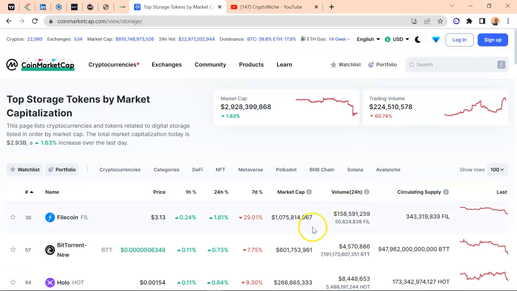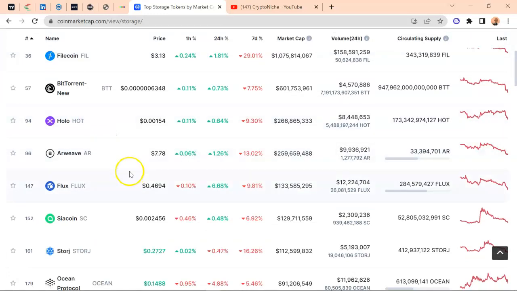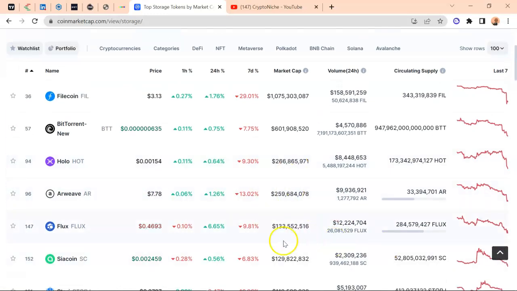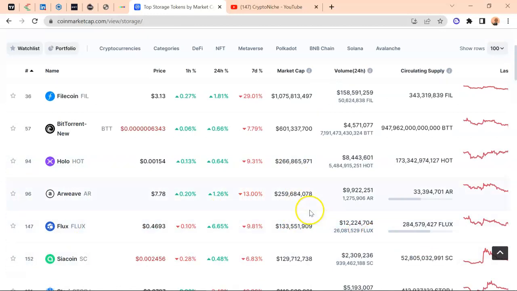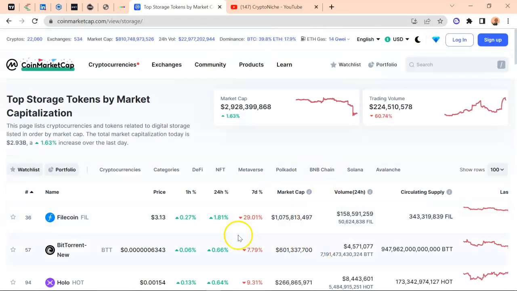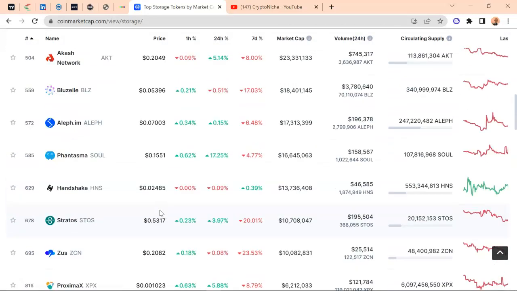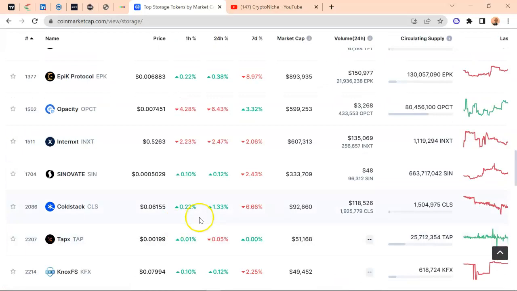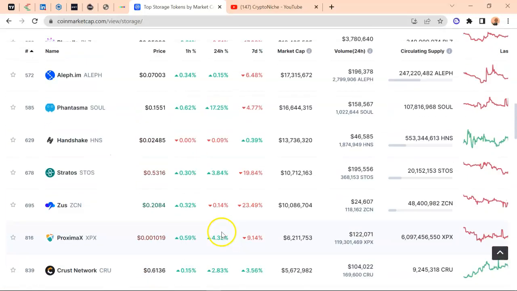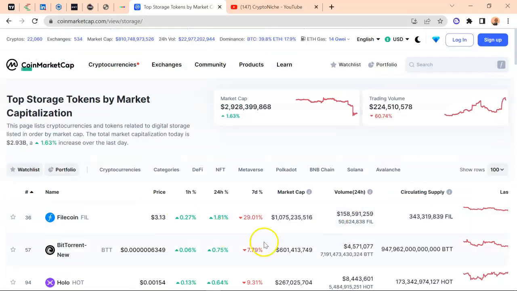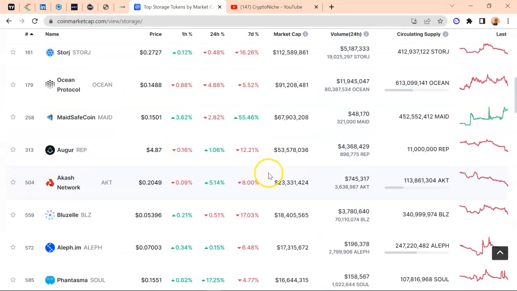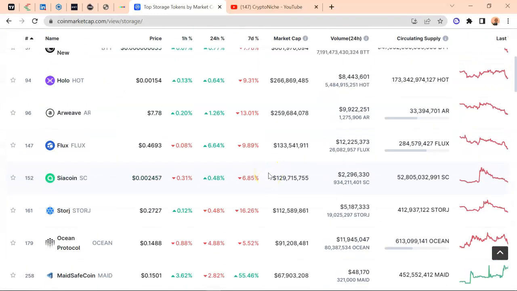So my best bet for decentralized storage is Filecoin, and my next bet is Airweave. Airweave is my next bet because it has a low market cap and the upward potential is massive, as you may have seen in the last bull market. So Filecoin and Airweave are my best bets. And if you're comfortable, you can also invest in ICP, the Internet Computer Protocol. So these are the three main decentralized storage projects on my radar.